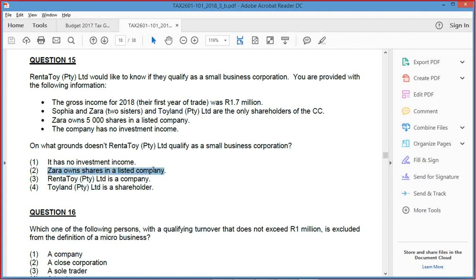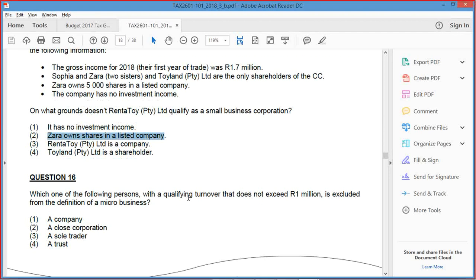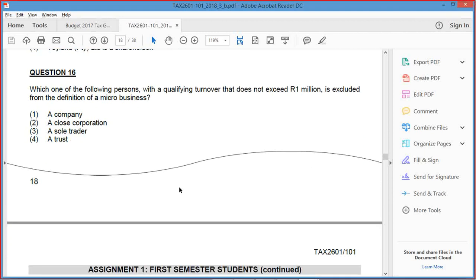Yes, sir. Okay, and the other thing was Zara owned shares in a listed company. That was also something to consider, which is problematic, and that's my only reason for going with those two. So it's a bit of an ambiguous question here, because two answers are actually correct. I'm not too sure which one you should choose, but I've described why I have gone with those two options.